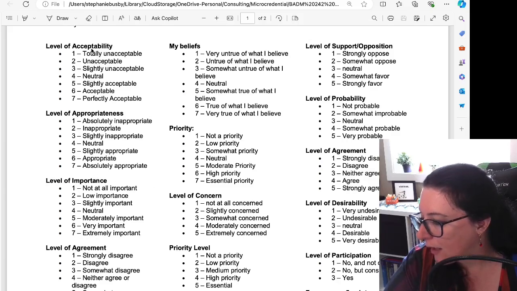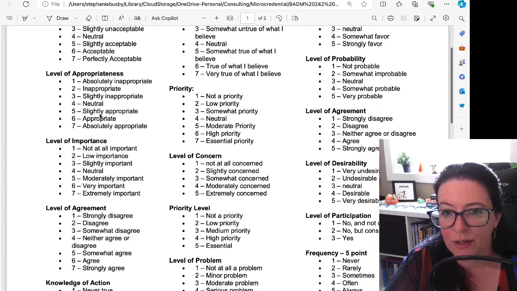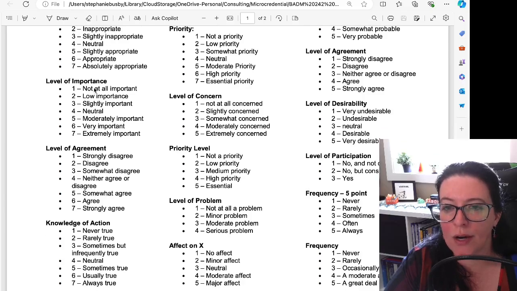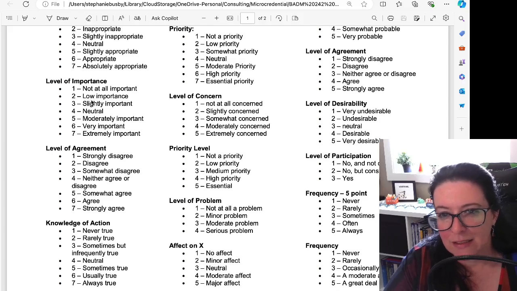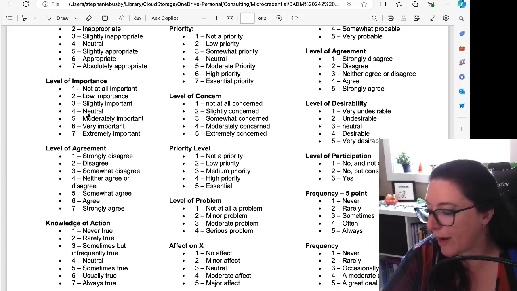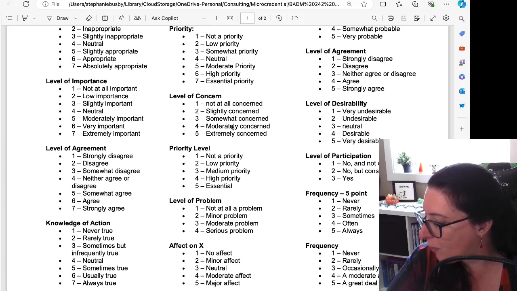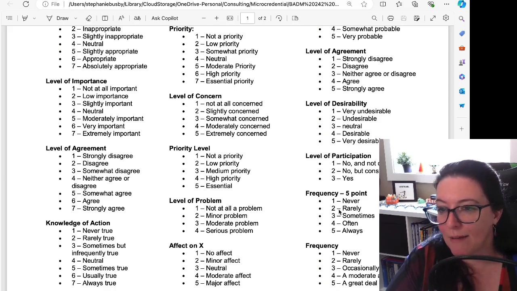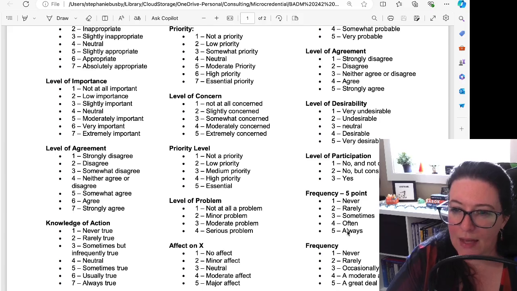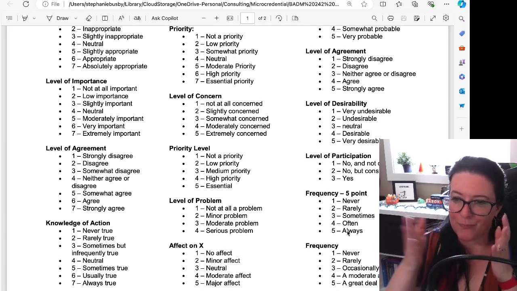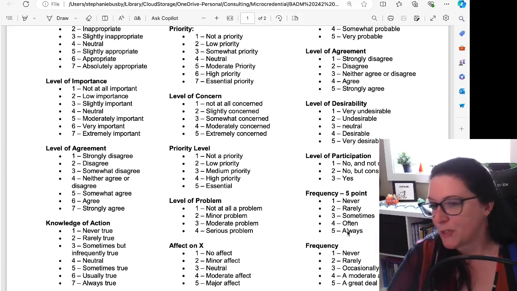You can see here, like level of acceptability, we have totally unacceptable, unacceptable, slightly, and then we go the same in the other direction. Or if we're looking at level of importance: not at all, low, slightly, neutral, moderately, very, extremely. The challenge, of course, when you have your 7-point scales, you're getting quite a number of points. There's a higher risk that it's not as clear. So one of the benefits of the 5-point scale, if we look here at never, rarely, sometimes, often, always, is that it is a bit more clearly understood. So we want to be careful about that.